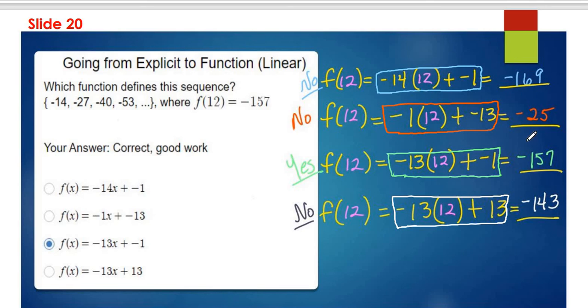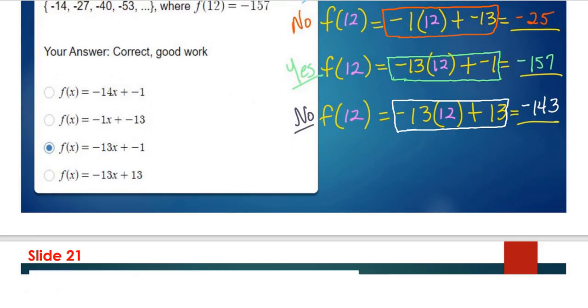And so none of these give you an answer of 157 except for this third one right here. But you have to go through every one of these and substitute in whatever they say. This is your x and this is your y. If you wrote it as an ordered pair, it would be 12 and then a negative 157. This is x and then y. They're giving you the x, and just simply substitute it in, plug it in, and see which one gives you a negative 157.